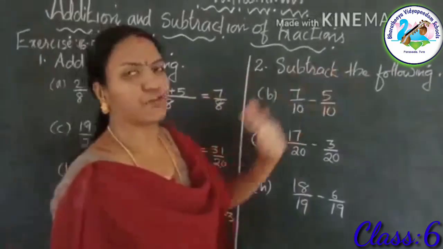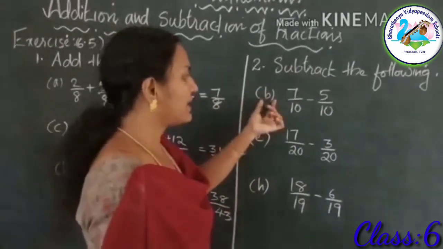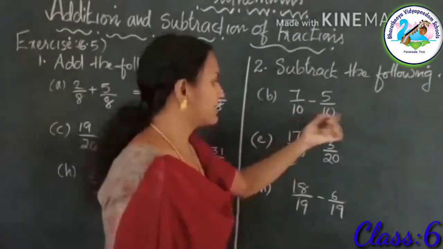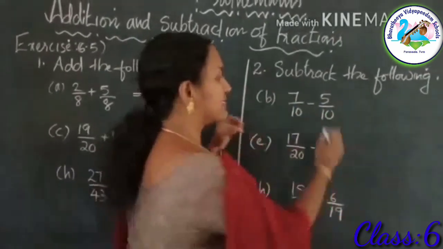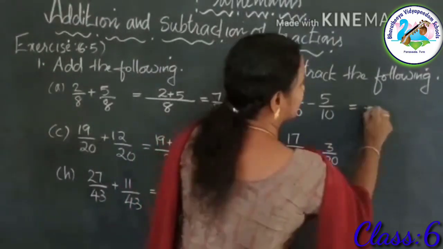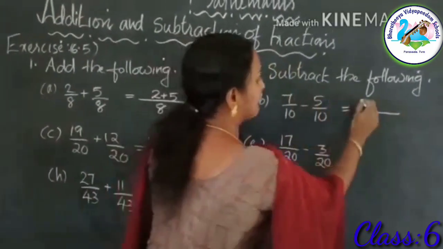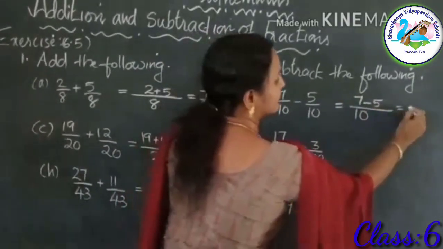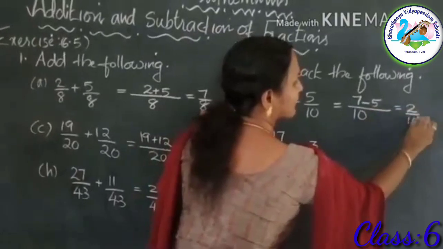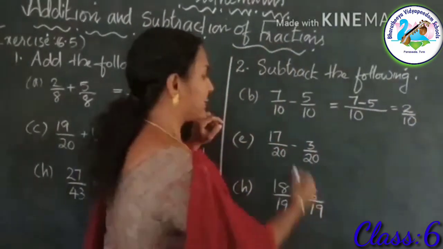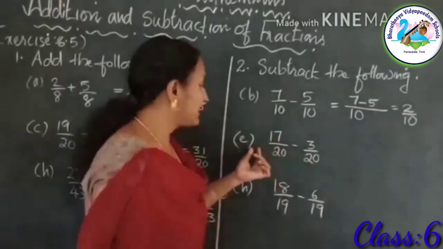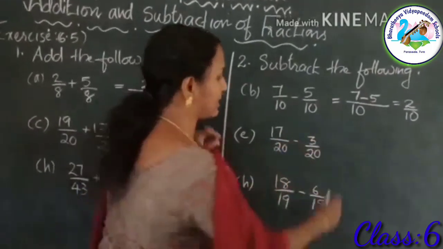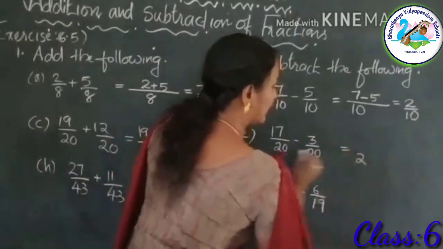Next, subtract the following. Option B, 7 by 10 minus 5 by 10. Here the denominators are same, so like fractions. So you write the common denominator 10. Then subtract 7 minus 5, 2. 2 by 10.